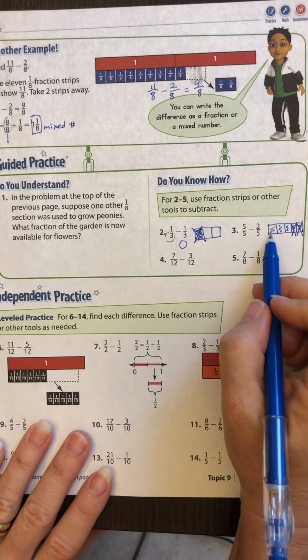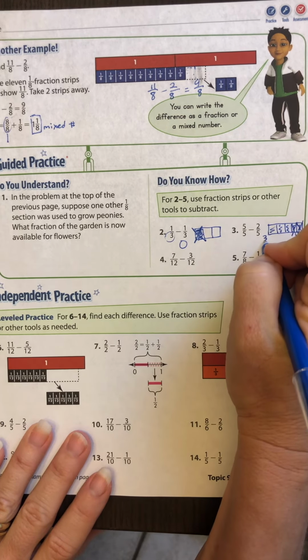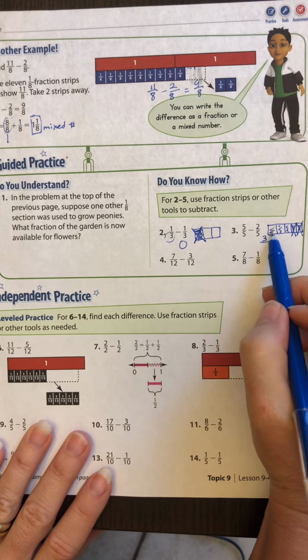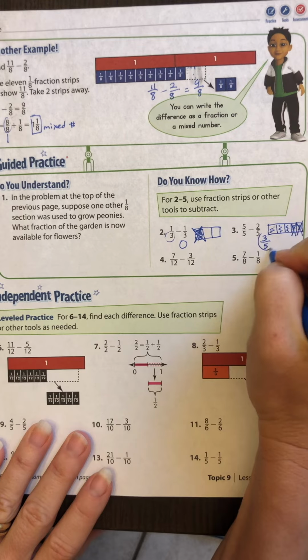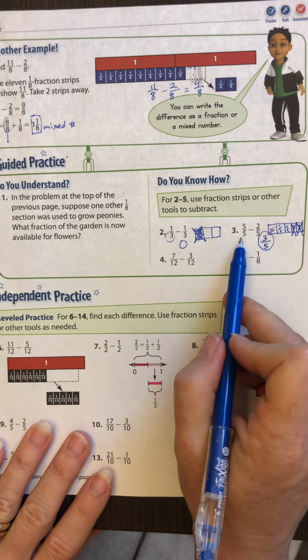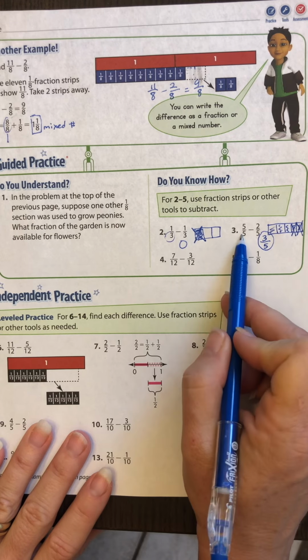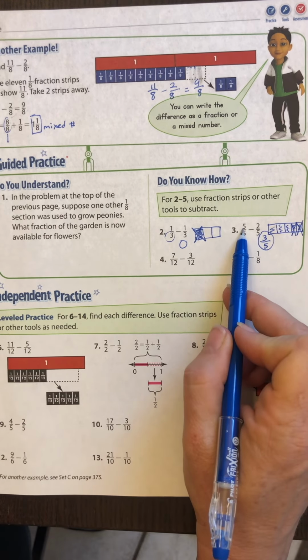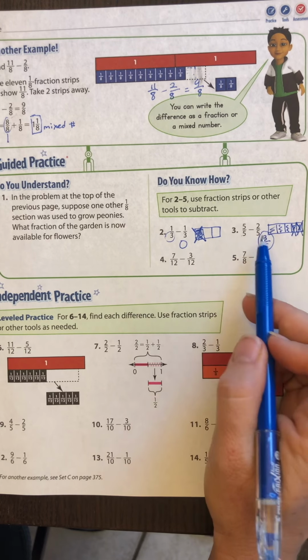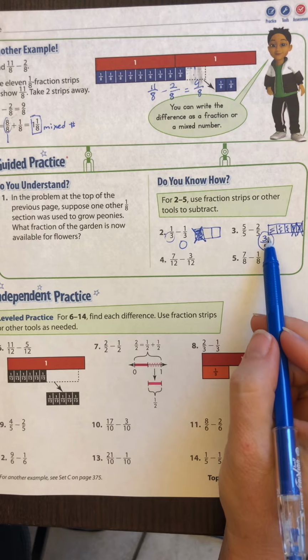How many are left that are shaded? 1, 2, 3. And how many are all together? 1, 2, 3, 4, 5 still. So our answer would be 3/5. So let's check. Our denominator stays the same. It's a 5 because it's still 5 equal parts. If we started with 5 and we take away 2 of them, 5 take away 2 is 3. So that would check for our numerator.